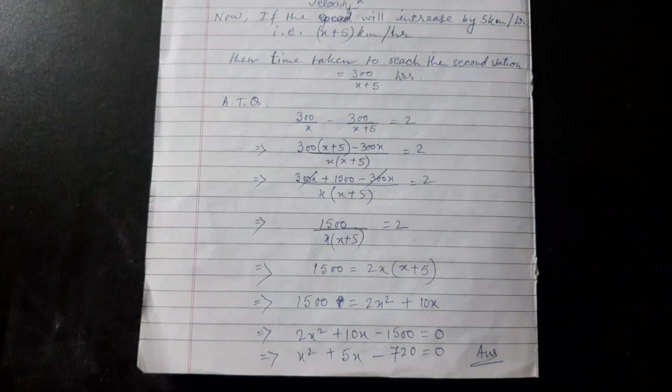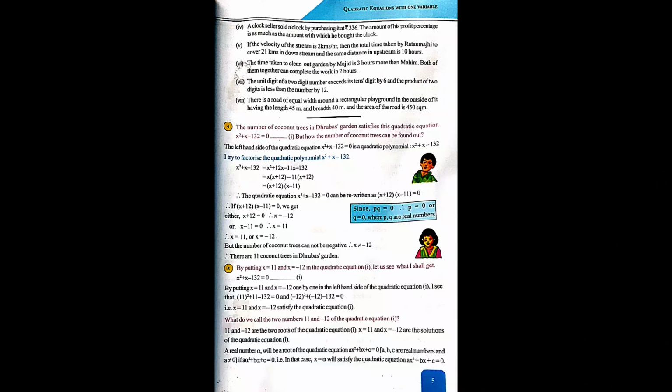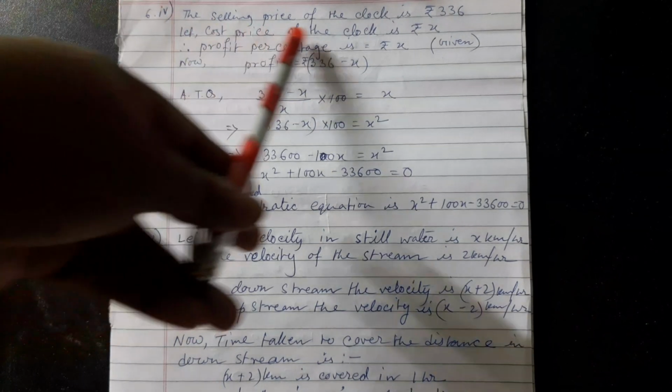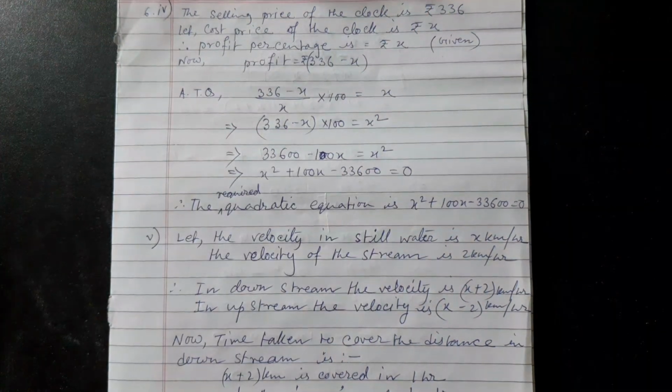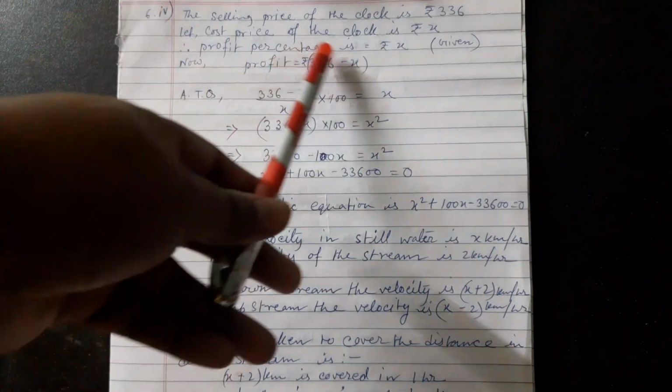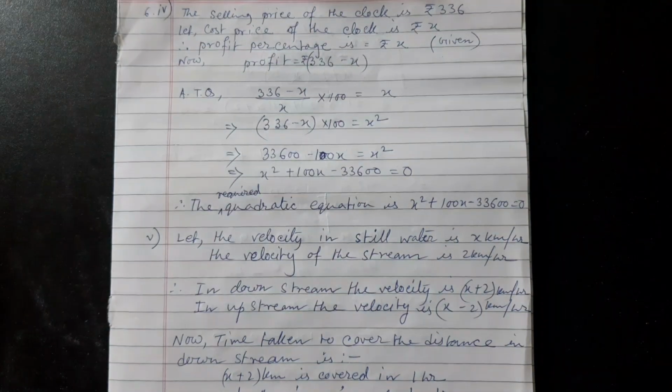Okay. Now the next statement. A clock seller sold a clock by purchasing it at rupees 336. The amount of his profit percent is as much as the amount with which he bought the clock. So, the sell price of the clock is this. It is given. Let the cost price of the clock be rupees X. We have to assume this quantity.